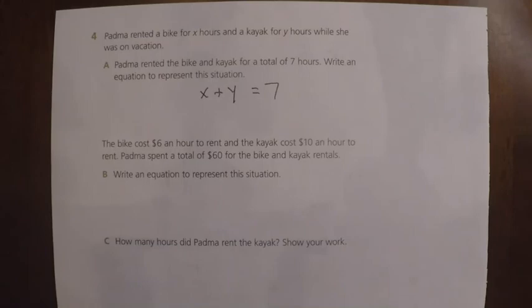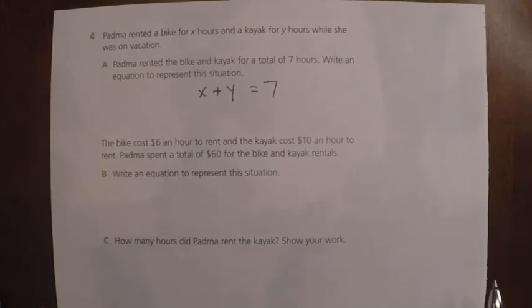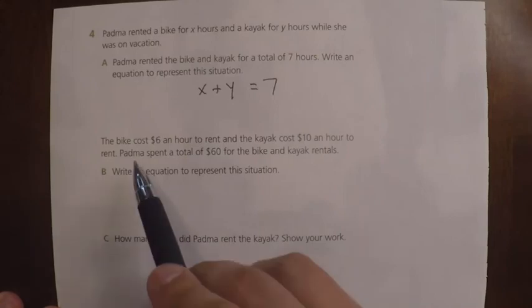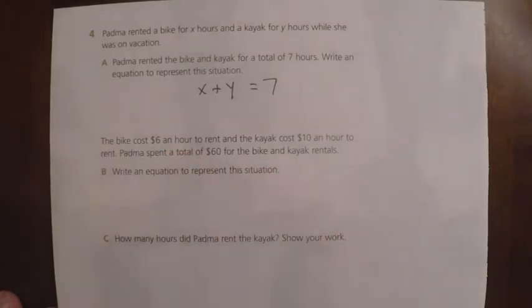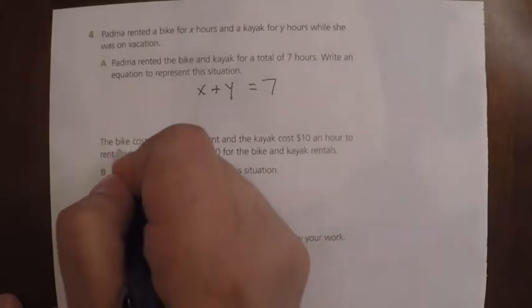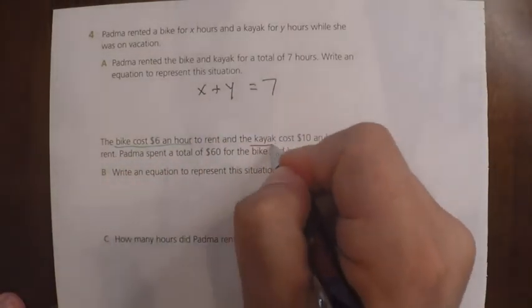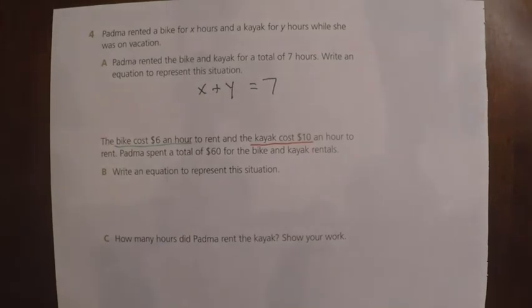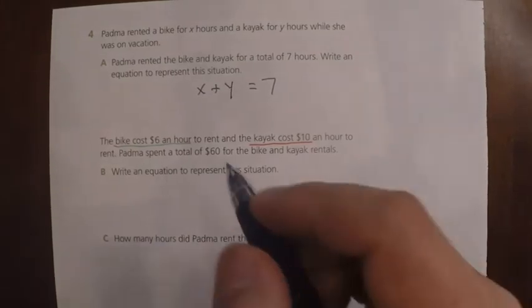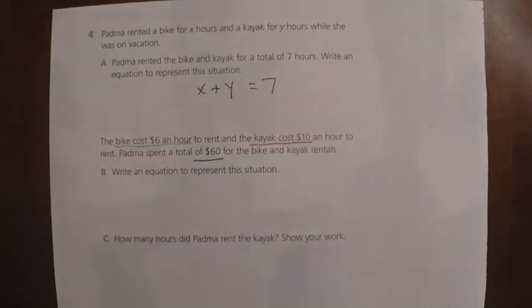So that equation was kind of easy. All right, and when we go on to the next one, it's going to get a little bit more complicated, but it's going to give us our second equation we need to work with this system of equations here. So the second part says the bike costs $6 an hour to rent. So if I'm talking about the bike, it's $6 an hour. And the kayak cost $10 an hour to rent. Padma spent a total of $60 for the bike and the kayak.